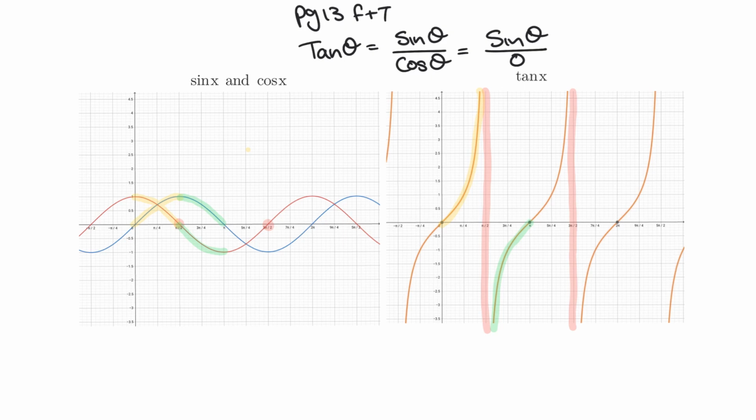It goes back positive then between pi and 3 pi over 2, and that's because if I look at the sine graph between pi and 3 pi over 2, it is negative. And if I look at the cos graph between pi and 3 pi over 2, it is also negative. And sine divided by cos is a negative divided by a negative, and that gives us a positive tan. So the tan graph is positive between pi and 3 pi over 2. So you can predict how the tan graph is going to look by investigating the sine and the cos graph.